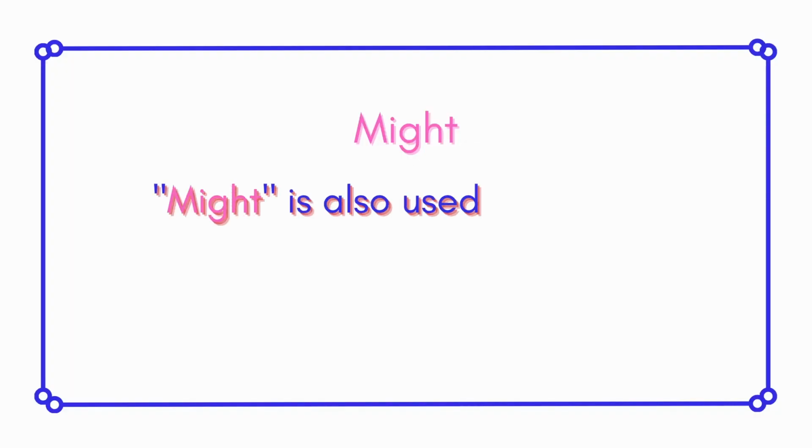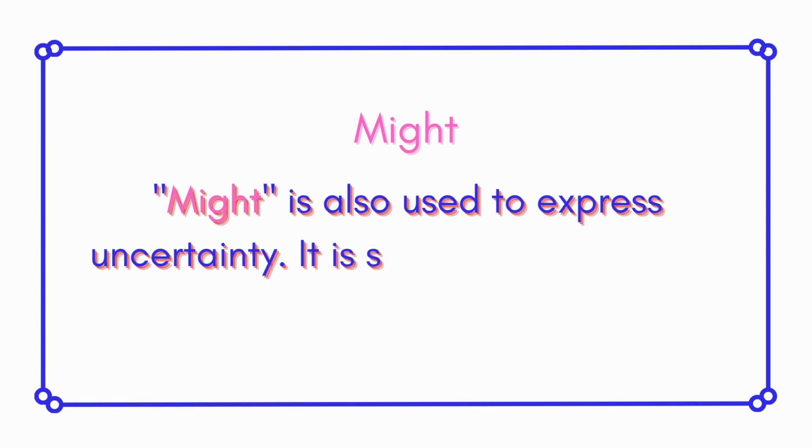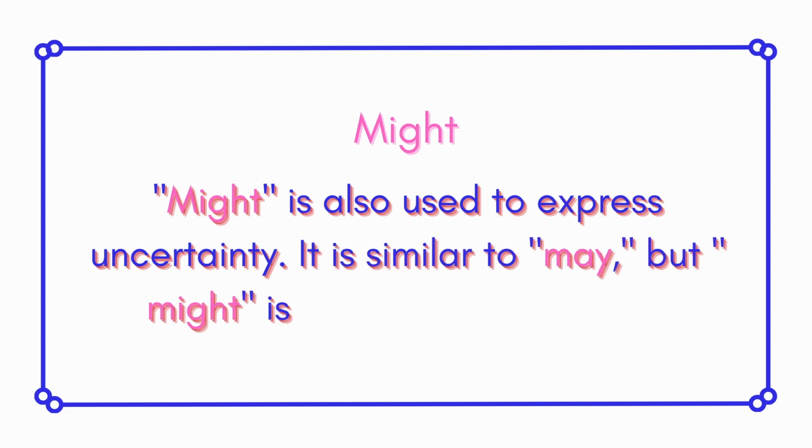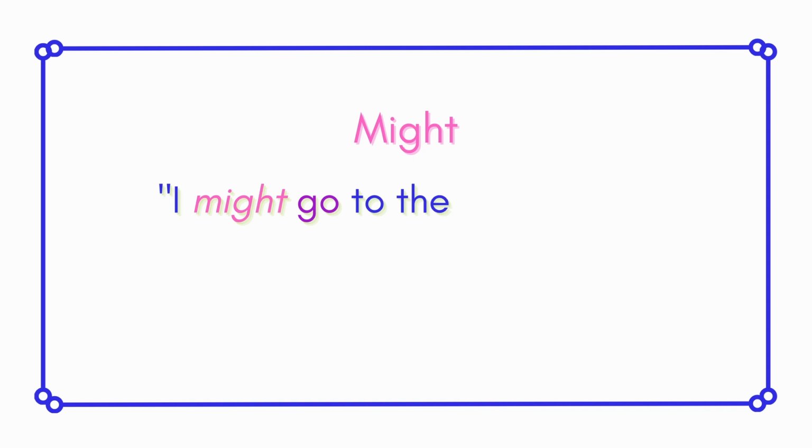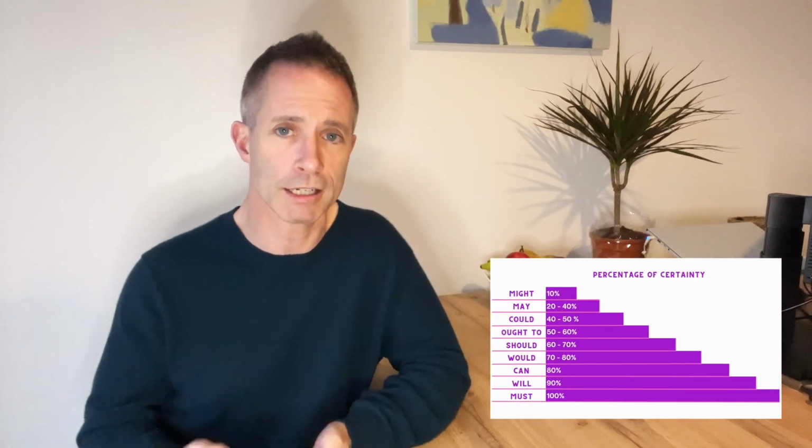Might is also used to express uncertainty. It is similar to may, if you were thinking about that, but might is slightly less confident. For example, I might go to the store later. In this sentence, it's possible to be at the store later, but I'm still deciding about it. I haven't made a decision. Using may in the same sentence is more confident than might. The degree of uncertainty in this statement is lower with might than may.